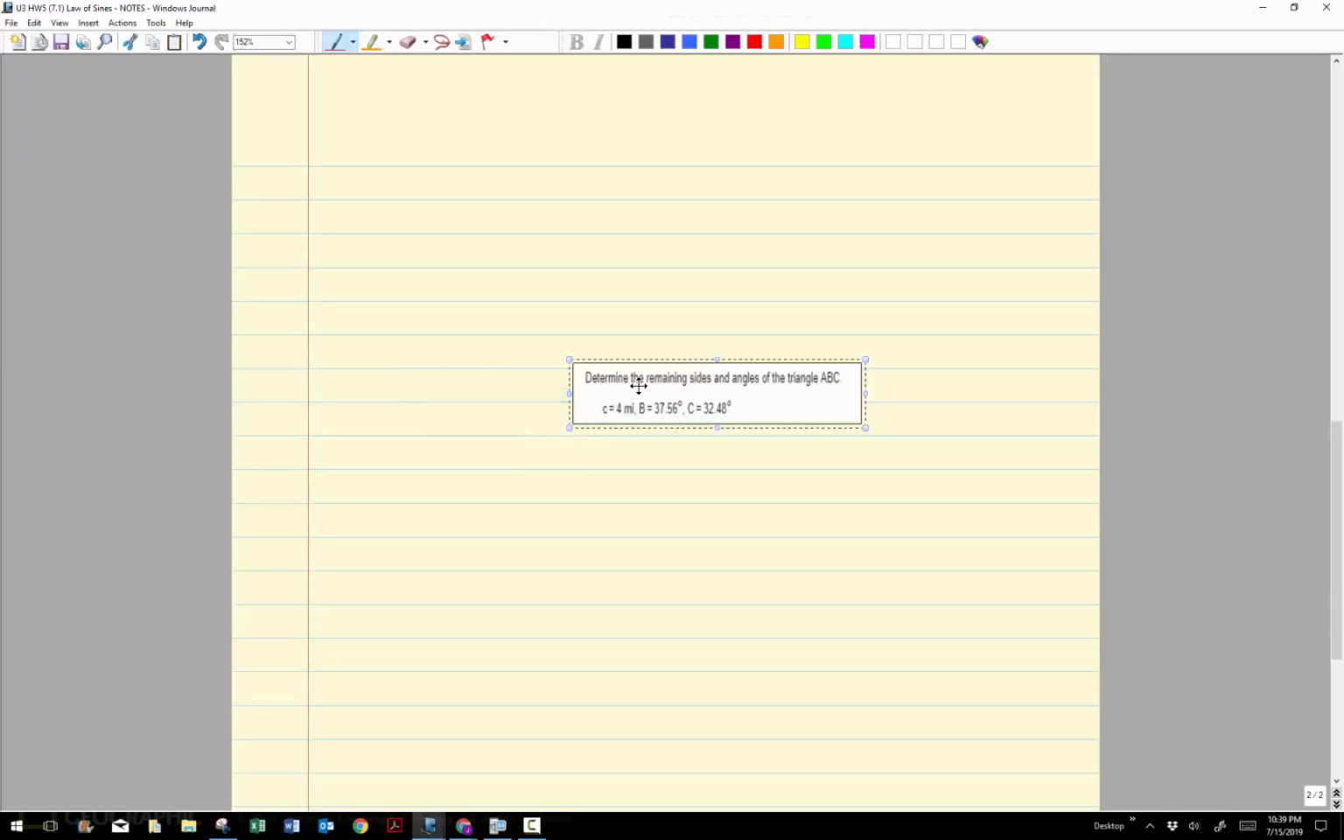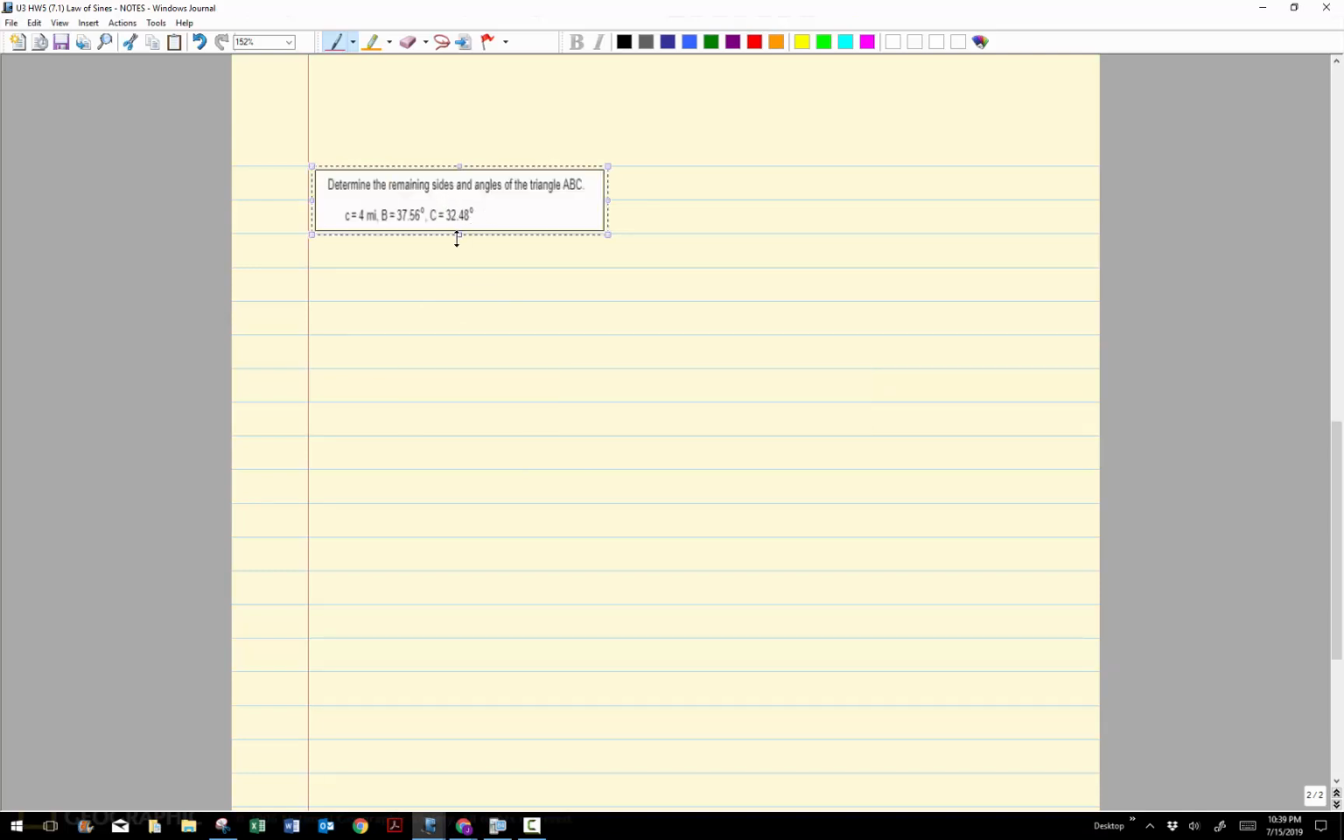Now make sure you read the directions carefully. They might ask you to round to the nearest tenth. They might ask you to round to the nearest hundredth. They might want an exact answer. So make sure again that you're reading these carefully. We're going to definitely need a calculator here. And again, with your calculator, make sure that you're in either degree mode or radian mode. So for this problem, certainly we'll be in degree mode.